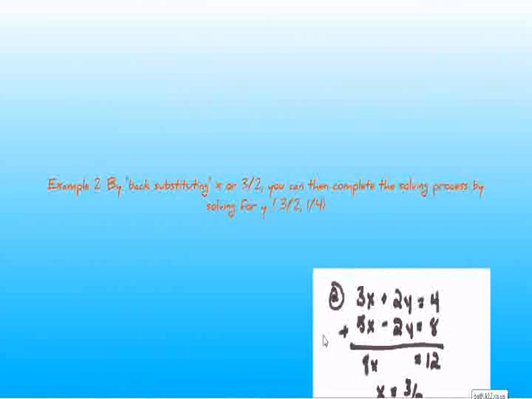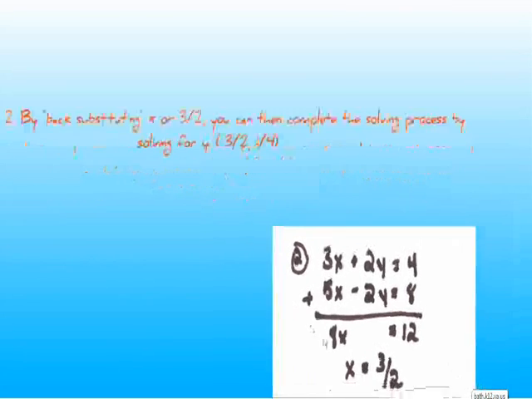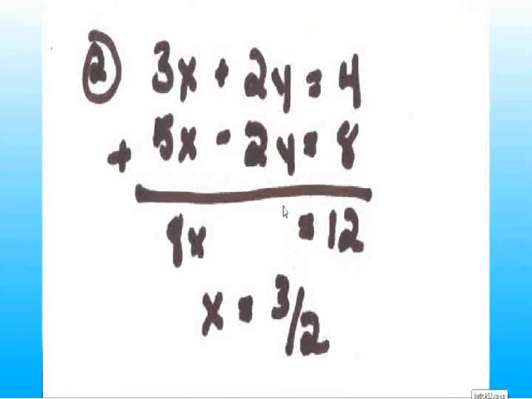Another example of this is by back substituting x equals 3/2 so that you can complete the solving process by solving for y. When you add these two equations, the y's cancel out and you're left with 8x equals 12. You would then solve for x by dividing 12 by 8, which leaves you with 3/2. You can then substitute 3/2 into either of the two equations to solve for y.